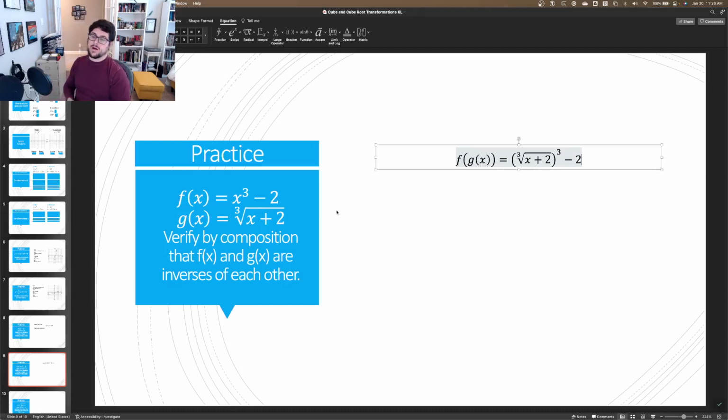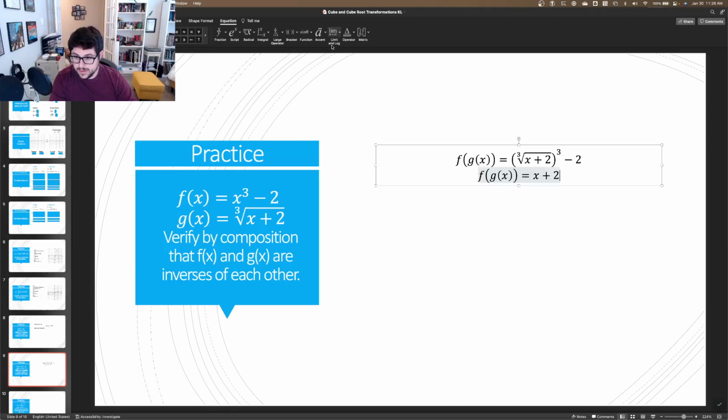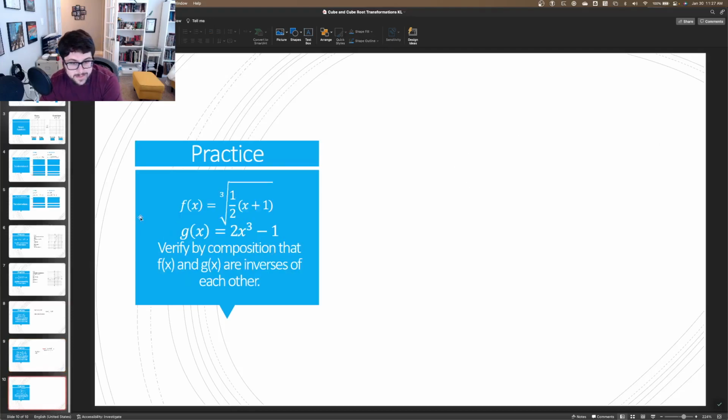All right. Now let's try to see if we can simplify anything. This whole thing is both cube rooted and cubed. So those should cancel. So I should be left with something that is f of g of x, but no cube root and no cube. So I have something like this. So f of g of x should just equal x. So yes, they are inverses. Cool. Let's do one last one.